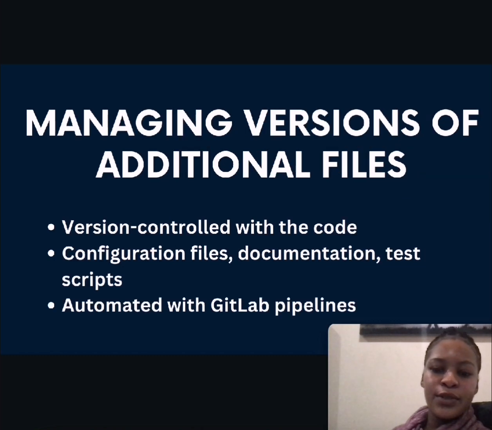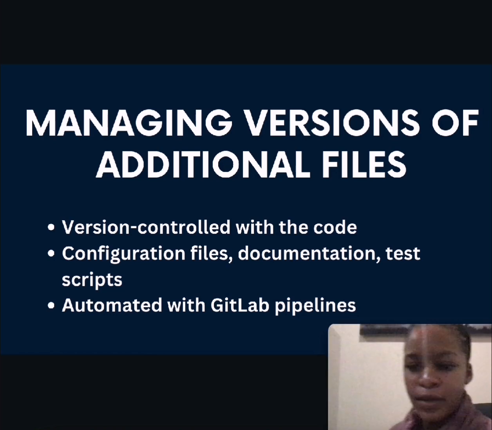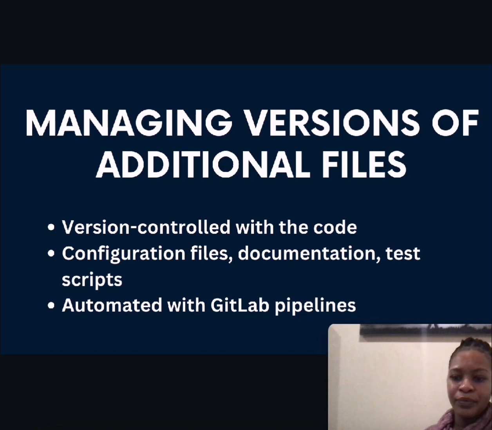In addition to our source files, we also managed complementary files such as configuration files, documentation, and test scripts. These files were version controlled alongside the code. Our GitLab pipeline automated the process of managing these versions, ensuring consistency and also reducing the manual effort.